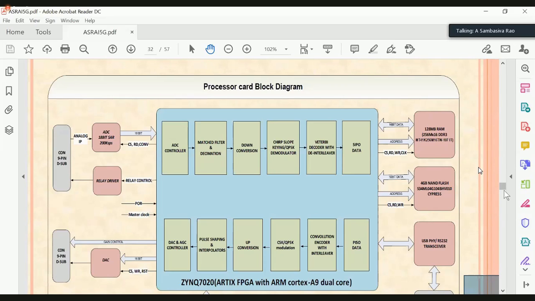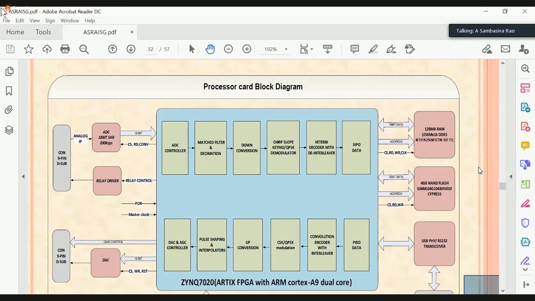So the memory will be required for data memory, 4G NAND, and USB and RS-232 transceivers. I want to communicate with the other processor, other system, other onboard computer system, or it can be a sonar system. Because if I want to transmit sonar data, I need a protocol from the sonar to my processor. USB or RS-232 is a protocol. So these are the protocols.